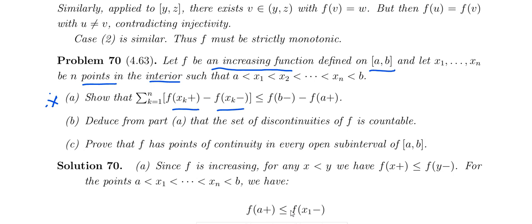From this we can deduce that the set of discontinuities of f is countable. The discontinuities of f are jumps; xk+ and xk− differing means there is some jump, a jump discontinuity. So for f an increasing function on the closed and bounded interval [a, b], the set of discontinuities of f is countable. That is a very important result. And f has a point of continuity in every open subinterval of [a, b].